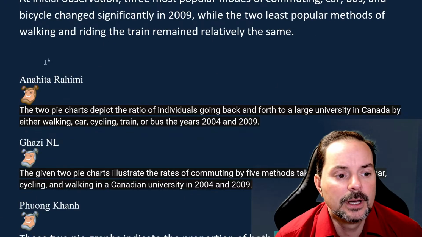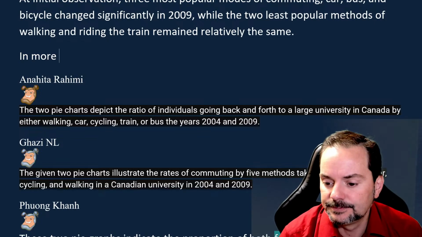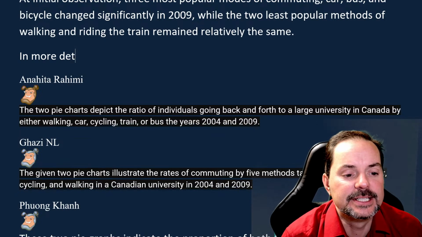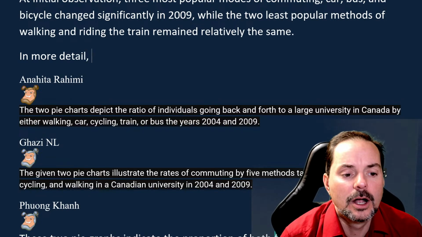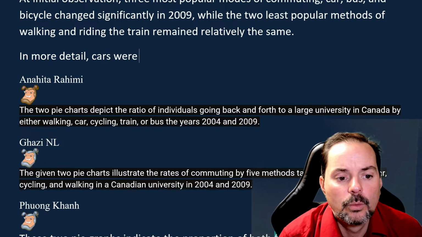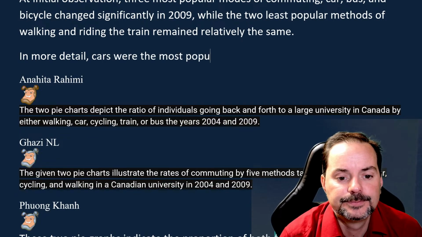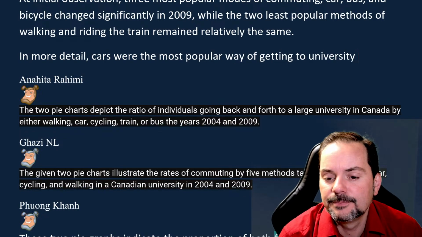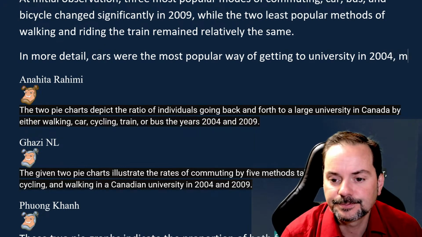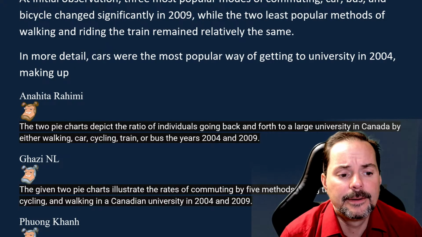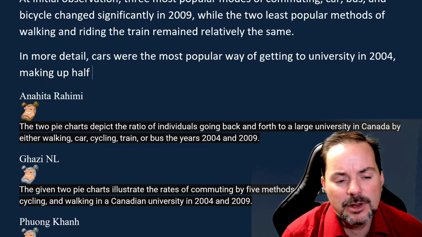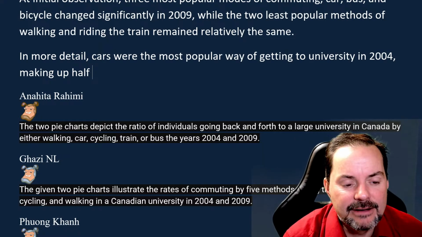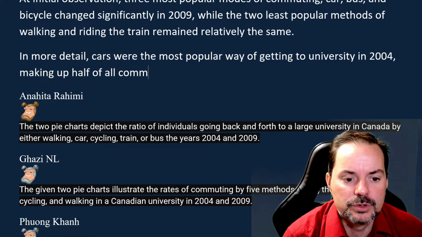So here we go. The analysis in more detail. Domenico says yes. Thank you, Domenico, for agreeing with me. In more detail, cars were the most popular way of getting to university in 2004, making up half. I'm not even going to say over, because that 1% is so insignificant. So making up half of all commutes.